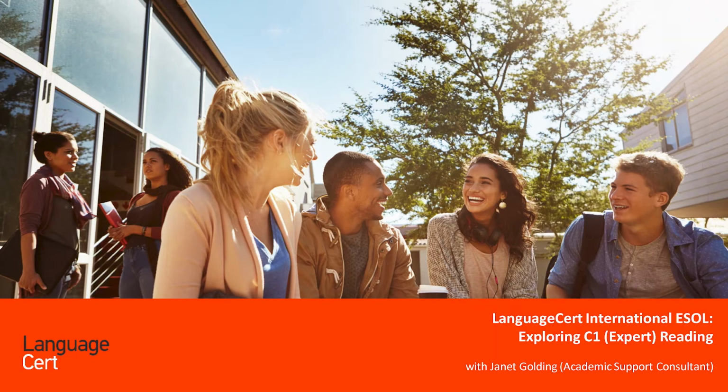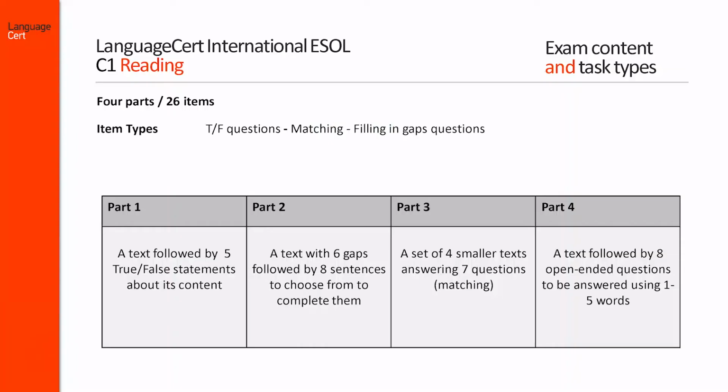After the listening component, candidates may choose to continue with the reading and then with the writing component, or the other way round. The reading component consists of 4 parts, and there are 26 items in all. There are 3 different item types: true-false questions, matching questions, and gap-filling questions.